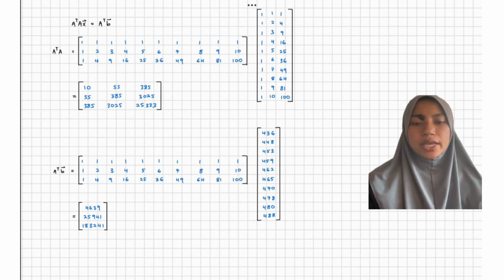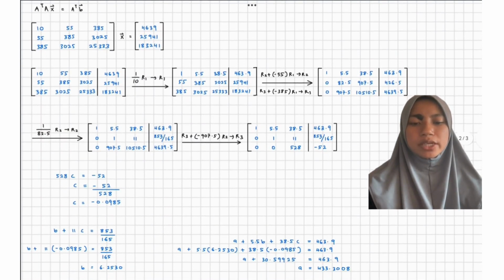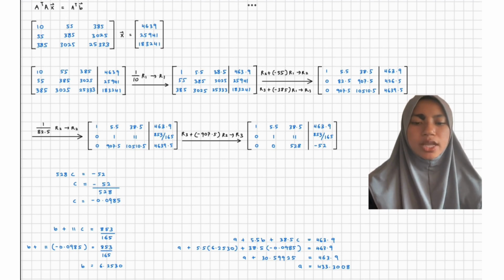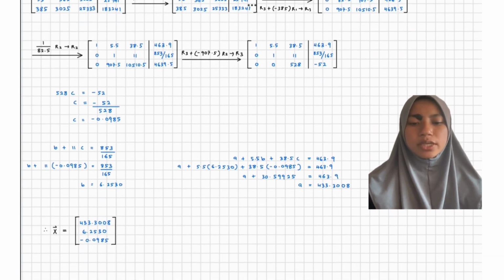First, we find A transpose A. We got a 3 by 3 matrix, and then we need to find A transpose b, and we got a 3 by 1 matrix. Then we perform matrix equations and do Gaussian elimination. Therefore, we got a equal to 433.3008, b equal to 6.2530, and c equal to negative 0.0985.